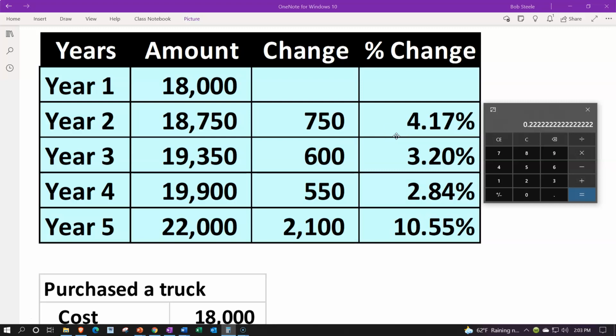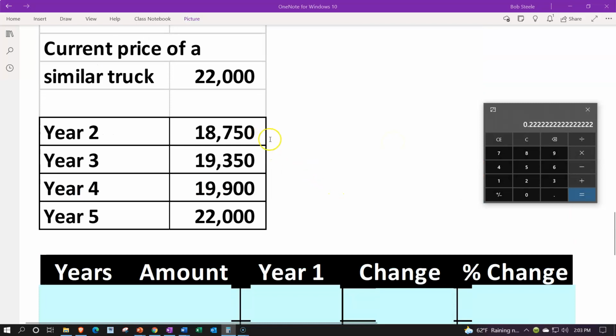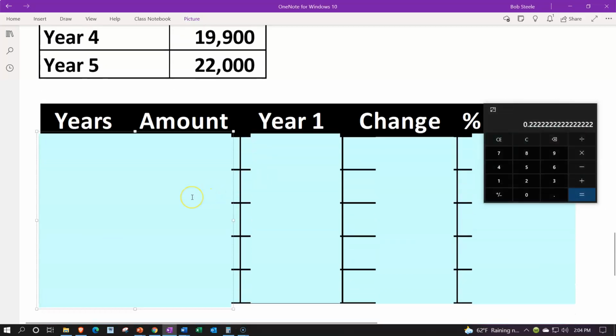Now, the next way you might see this happen is we might choose a base year, such as this first year, and then try to compare each of the following years to the base year so that we have a comparison that's always going back to the base instead of having our base year increase each time. Also a very common kind of comparison when we're trying to see what's happening over time.